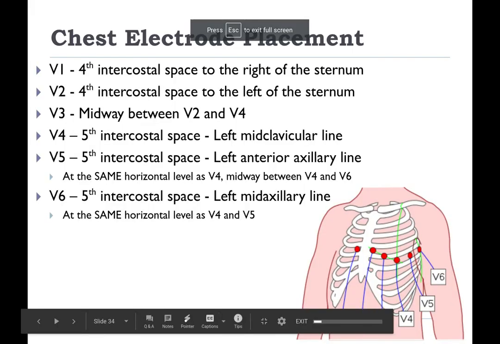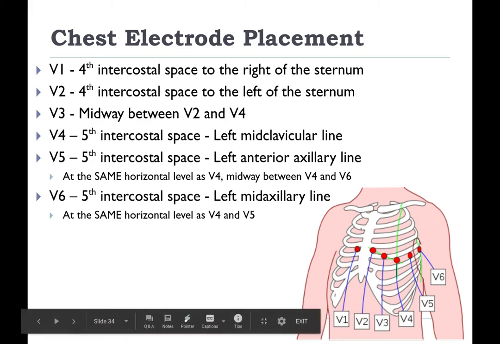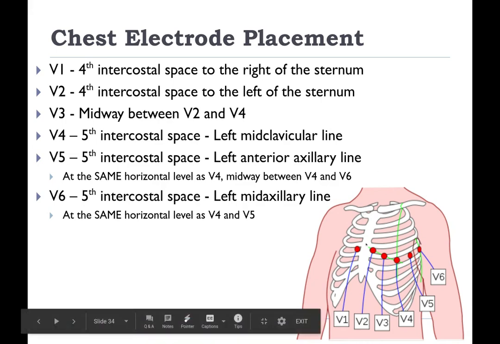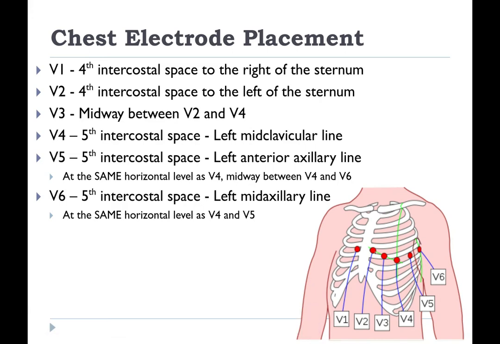V1 goes in the 4th intercostal space, just to the right of the sternum. So that'll be the patient's right. Usually you'll be looking at them opposite, so it'll be to the left of the sternum from your view. It's the patient's right. V2 goes directly across from that in the 4th intercostal space, right?